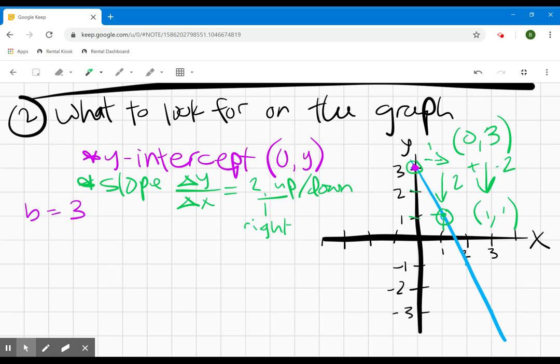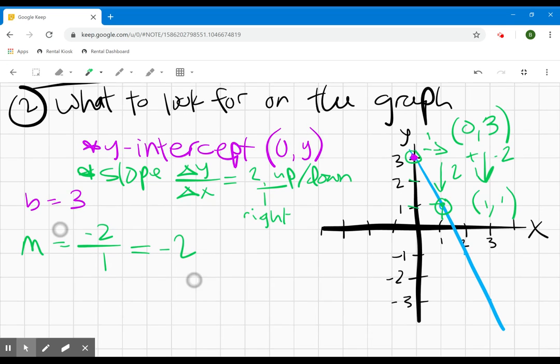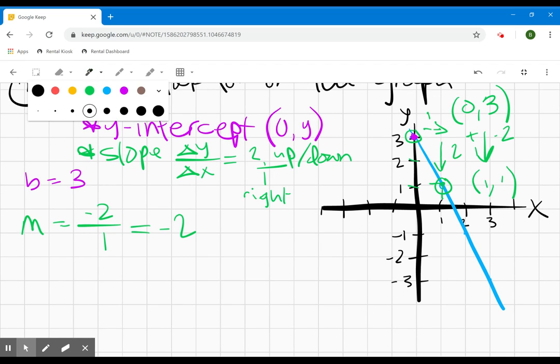So in this case, our slope, or the m, our change in y over change in x, our y is changing by -2. We're going down 2. Our x is going right 1, so positive 1. So you could write -2 over 1, but it's the same thing as just saying -2. Okay, so this is not your answer, though. We don't just need to know what b and m are. We actually need to write it in the equation form.